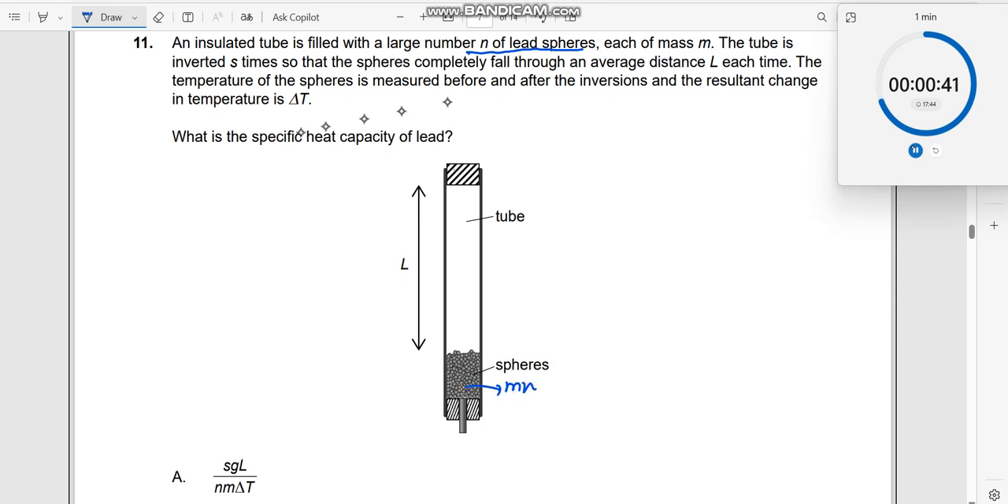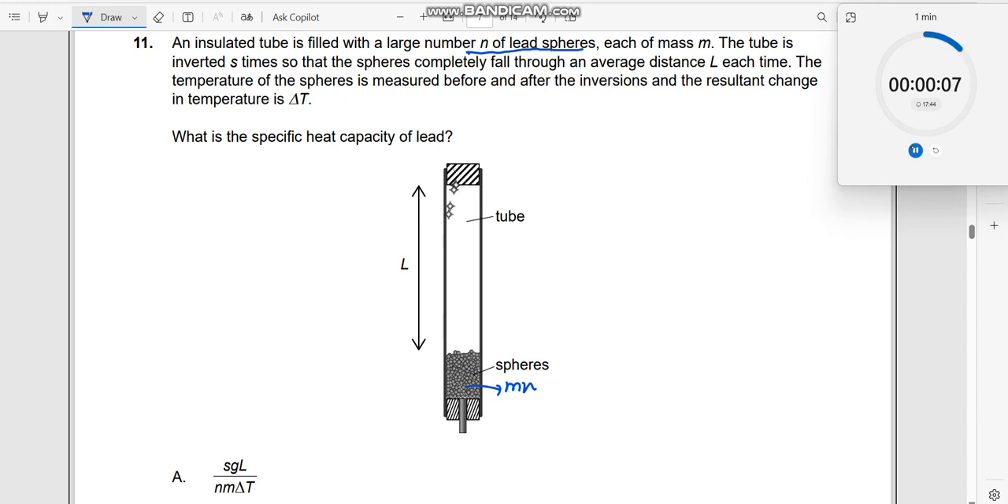The tube is inverted s times. You have the tube like this once. You invert it this way, so all the lead spheres go to the other edge. Then you invert it backwards again, and do it a second time, third time, fourth time, fifth time, sixth time. You keep on inverting like this. When you do this, the lead spheres move upwards, then downwards, once again upwards, downwards, and so on. They keep navigating between one point and the other.